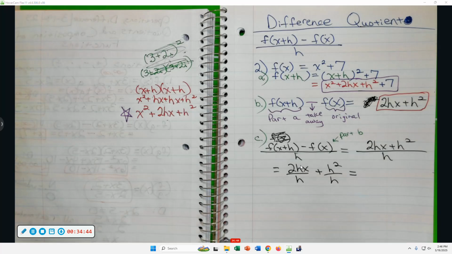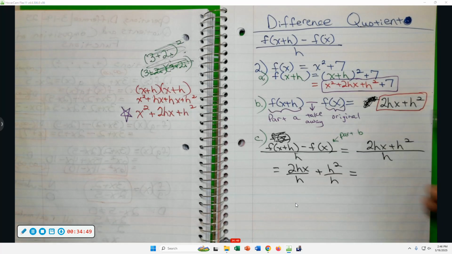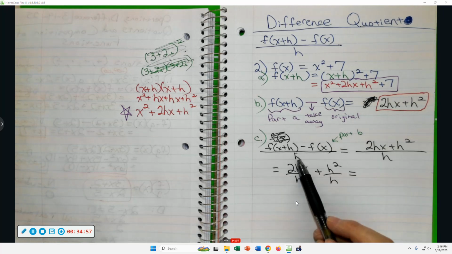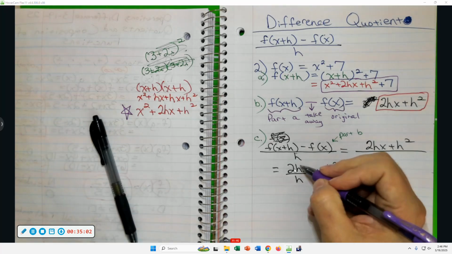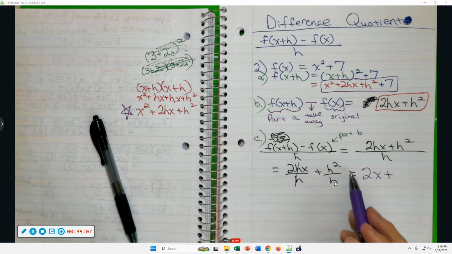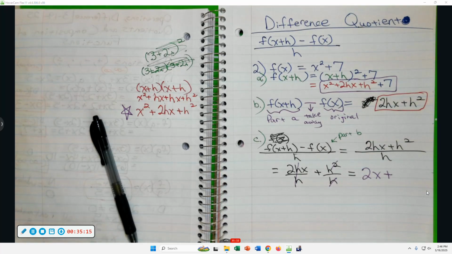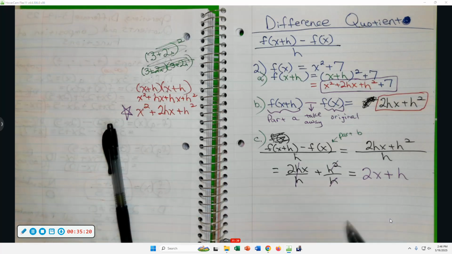Remember I said in part B, the only terms you'll have left are the ones containing h. So everything on that top has to contain an h. So to divide by h, just split the terms up. You can cancel an h here to give us 2x plus, what are we going to have here? What's going to happen? One of the h's cancels, so we no longer have an h squared there, it's just an h. So 2x plus h is my final answer.